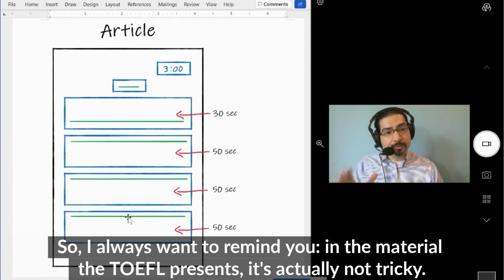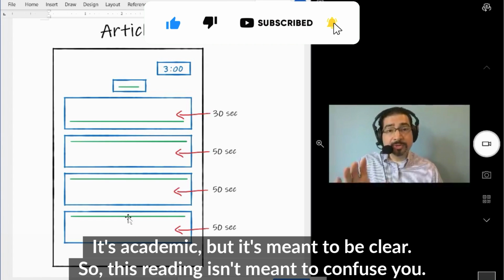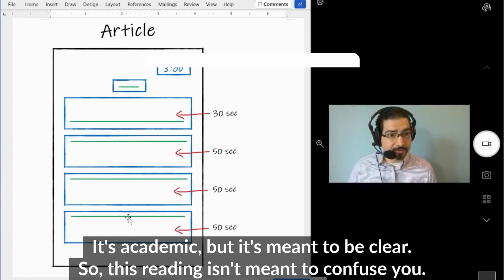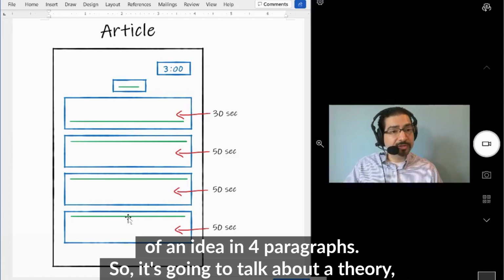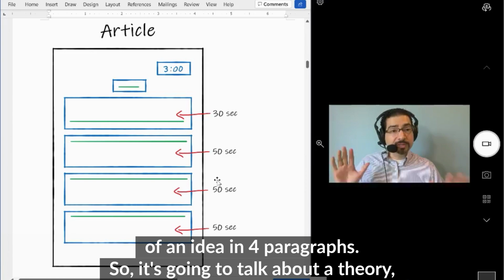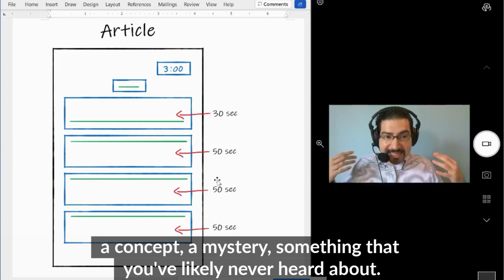I always want to remind you, the material the TOEFL presents is actually not tricky. It's academic, but it's meant to be clear. This reading isn't meant to confuse you. It isn't meant to trick you. It's just the presentation of an idea in 4 paragraphs. It's going to talk about a theory, a concept, a mystery, something that you've likely never heard about.